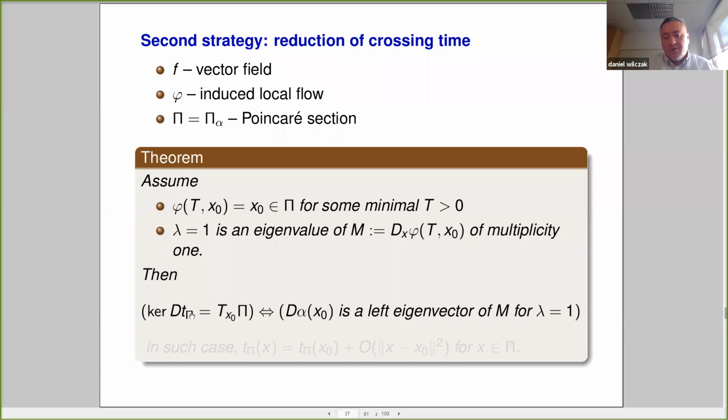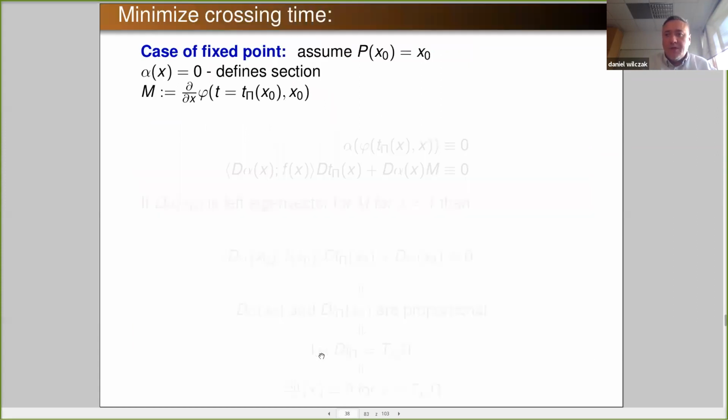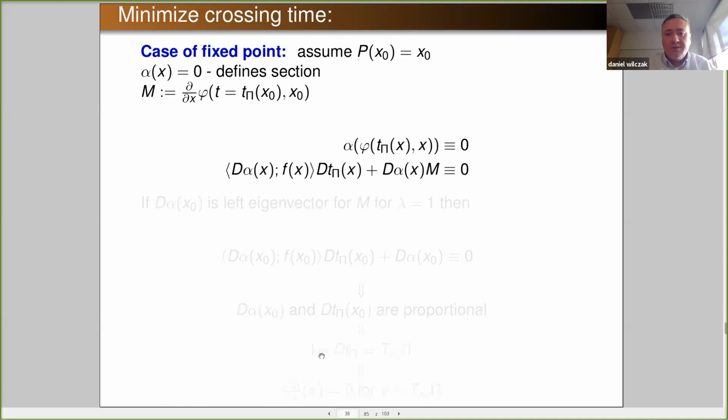It has a local extremum, for instance, at our periodic point, if and only if this section is chosen so that it is orthogonal to the left eigenvector of our matrix M. So in this case, our return time is a flat function near the periodic orbit. Here is some explanation of this.